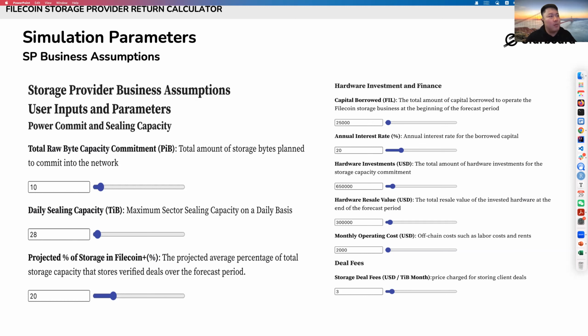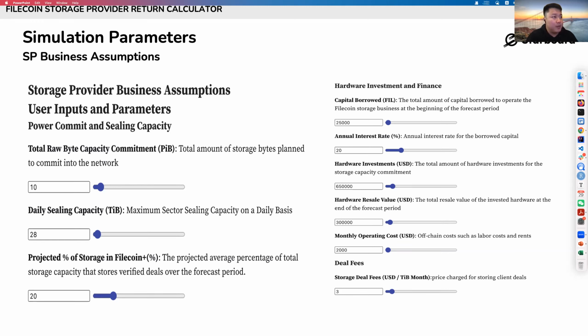Basically, you have the power commit and sealing capacity, right? As an SP, you can input the total amount of raw bytes you plan to bring into the network during that simulation period. Then you can also input a daily sealing capacity: what is the maximum sector sealing capacity you have on a daily basis? Based on that, we'll calculate the number of days, the sealing schedule you have, based on the total raw bytes that are going to come in and this daily sealing capacity.